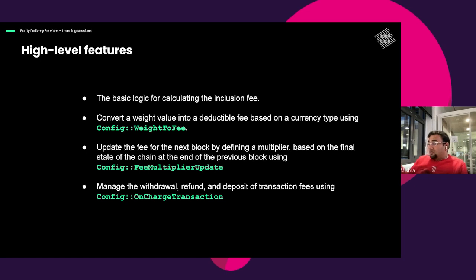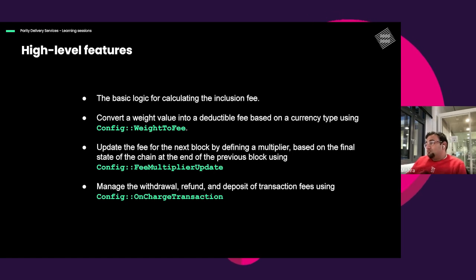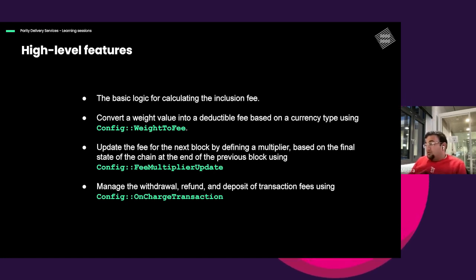All of the logic around the transaction payment pallet is wrapped into this trait, OnChargeTransaction. This config trait plays a very important role in calculating the actual fee. Basically, this trait has two most important functions: withdraw_fee and correct_and_deposit_fee, which we'll explain in the further slides.